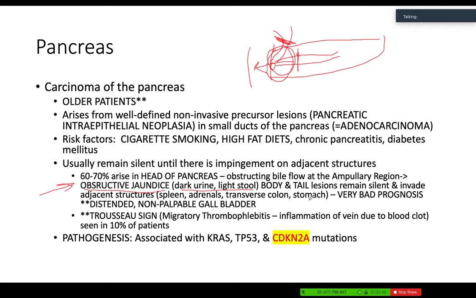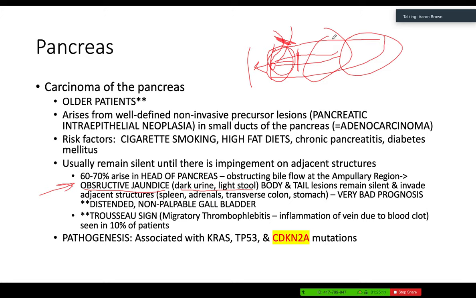If they have a lesion in the body or tail of the pancreas, this is very, very bad because we're not going to see it. If it's in the body or the tail, it's not obstructing anything. It's just sitting here and growing. This is kind of like our right-sided cancers where they're just growing and growing and growing and our patient has no idea, right?